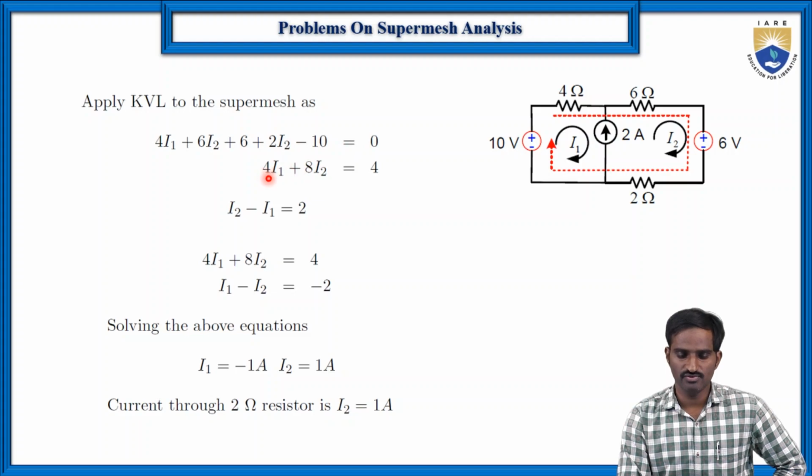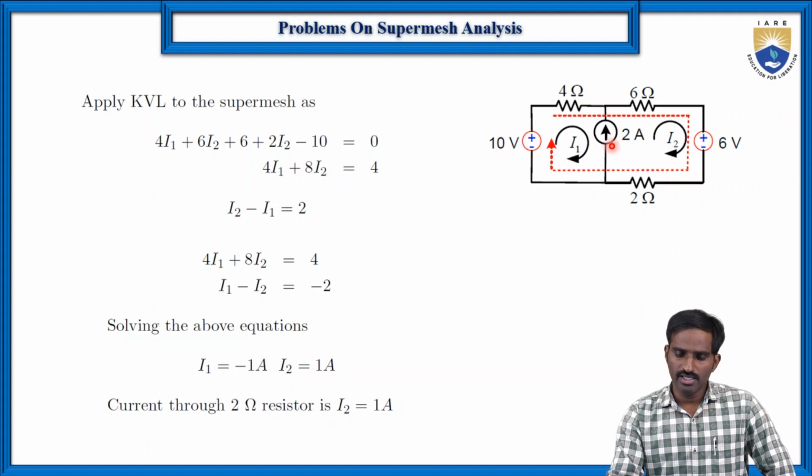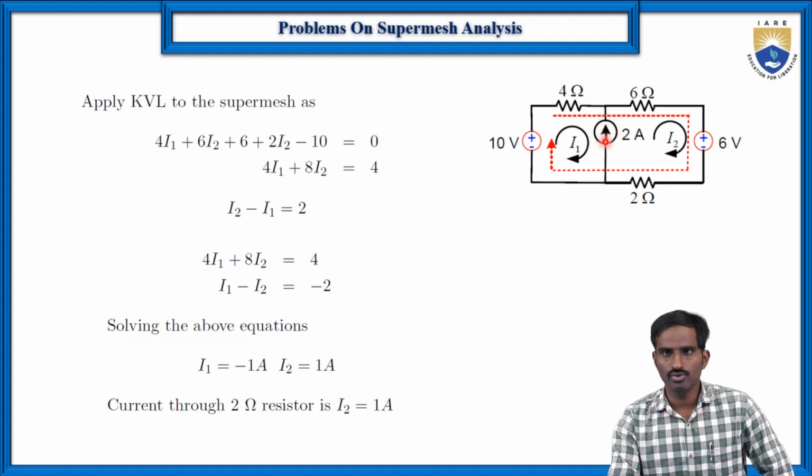Then by simplifying this, you will get 4 I1 plus 8 I2 is equal to 4. Then again, this 2 amperes is in between loop 1 and loop 2.